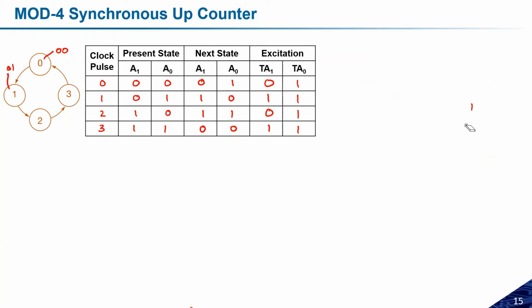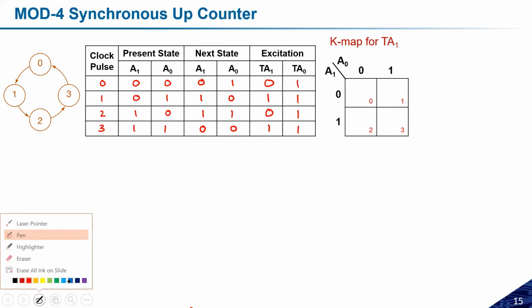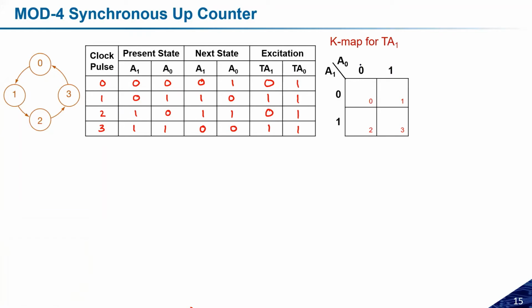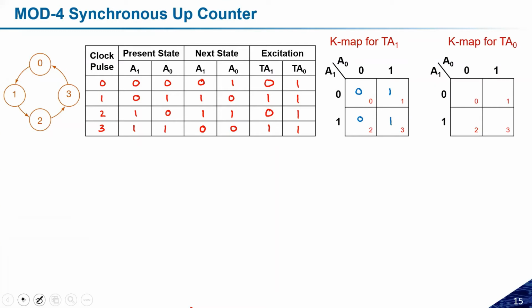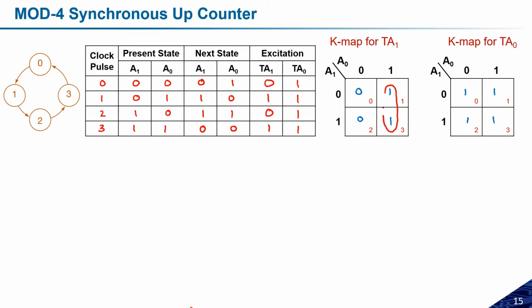Okay, once we are ready with this, the next stage that I have to follow is the K-map for TA0 and TA1. What is the K-map for TA0 and TA1? Let us try to see here. The K-map for TA1 is 0 1 0 1. Similarly, the K-map for TA0 is 1 1 1 1. What does it mean? It means this is the pairing which is possible.